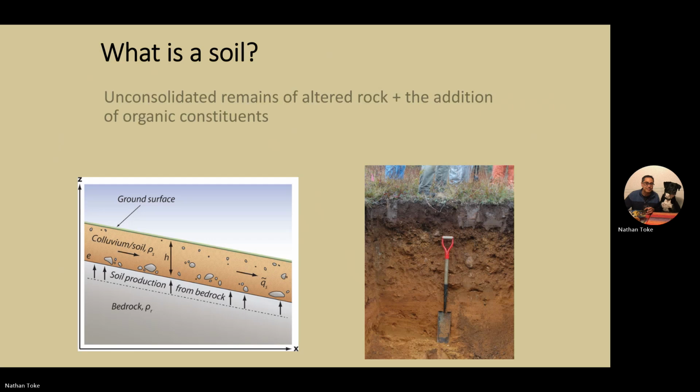Okay, so here's another way to define soil, real simple. Unconsolidated remains of altered rock, plus the addition of organic constituents and other stuff from the Earth's surface. On the right, you'll see a picture of some people standing on the Earth's surface. They've dug a soil pit. We can see maybe the top of it has got kind of darkened. That's the addition of organic constituents. And we can see some sediment down here, but we might see some patterns in the sediment of different colors. That's development of soil horizons in there, and we'll talk about that in a minute.